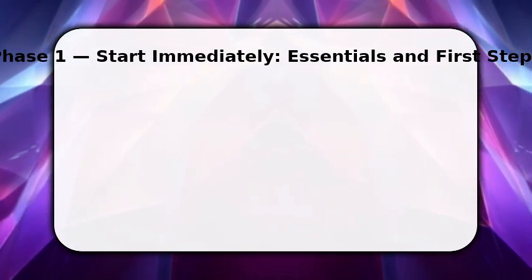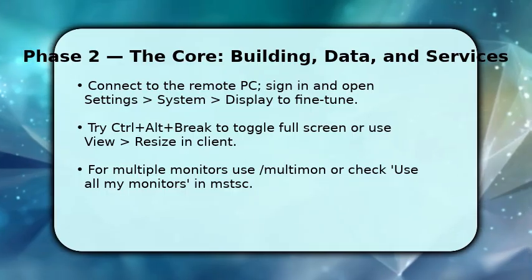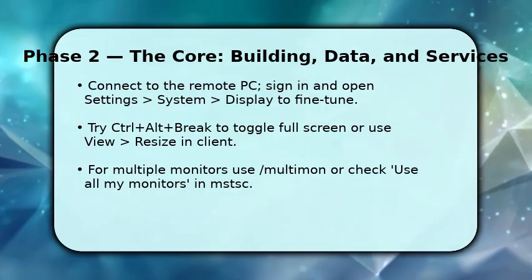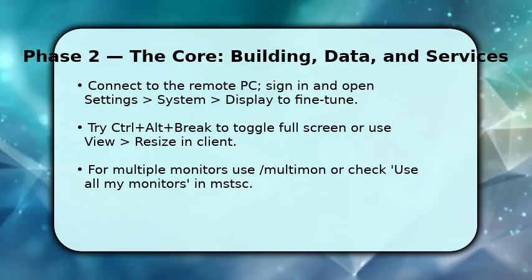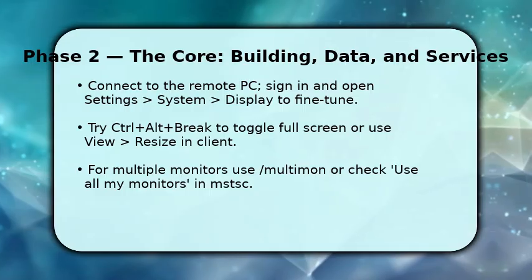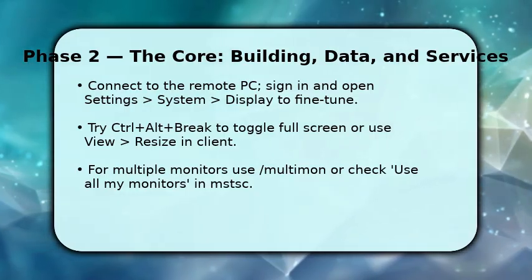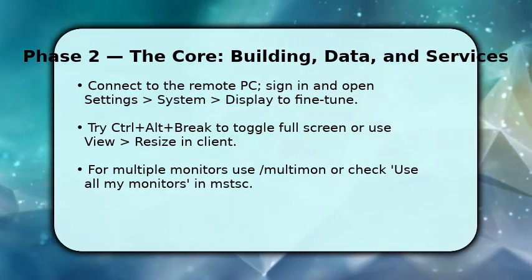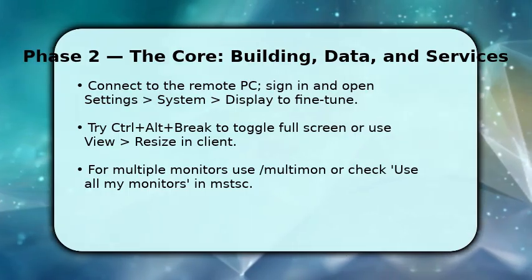After connecting, you can refine resolution inside the remote Windows 10 desktop. Open Settings, System, Display, and pick the recommended or a custom resolution. If full screen isn't correct, press Ctrl+Alt+Break to toggle modes and force redraw. That often resolves scaling glitches.